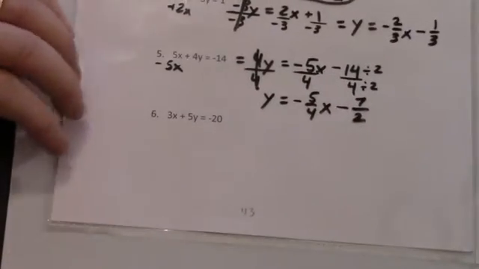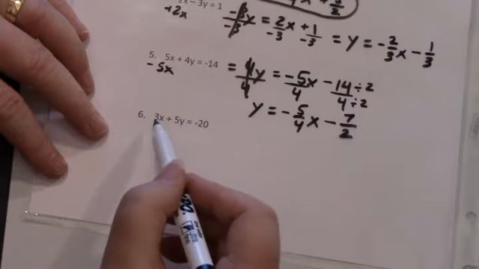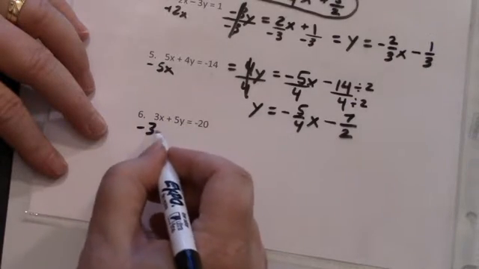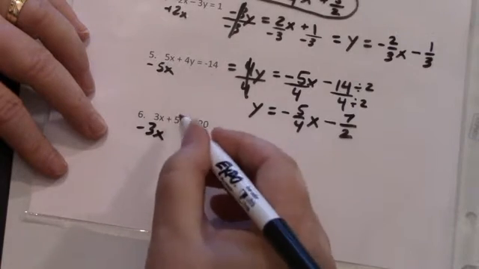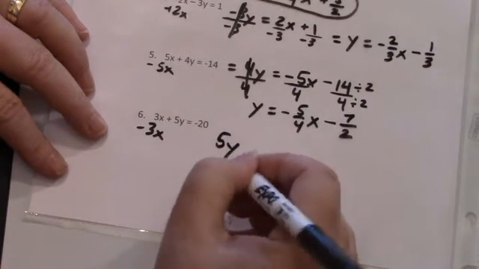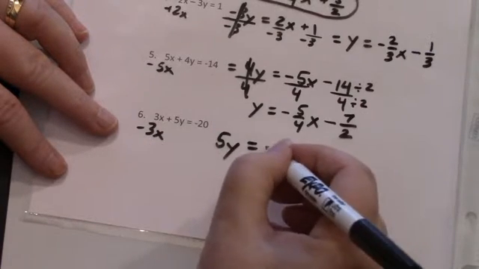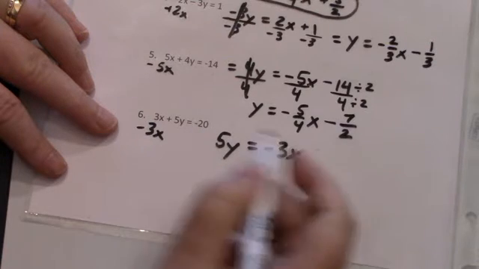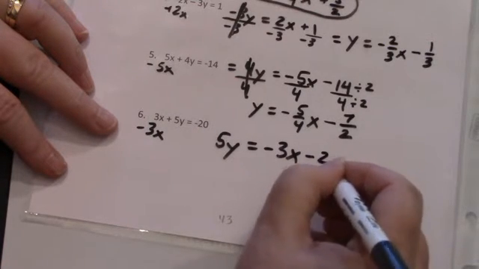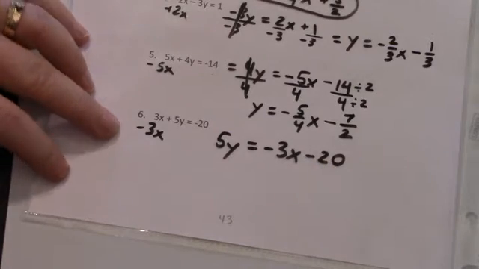Our last example, number 6. Looks like, again, the only thing I have to move is this 3x. So the only thing left over here is 5y equals minus 3x, so I'm going to minus 3x over here. This is a negative 20, so that is going to be minus 20, because I got to keep that little negative sign right with it.